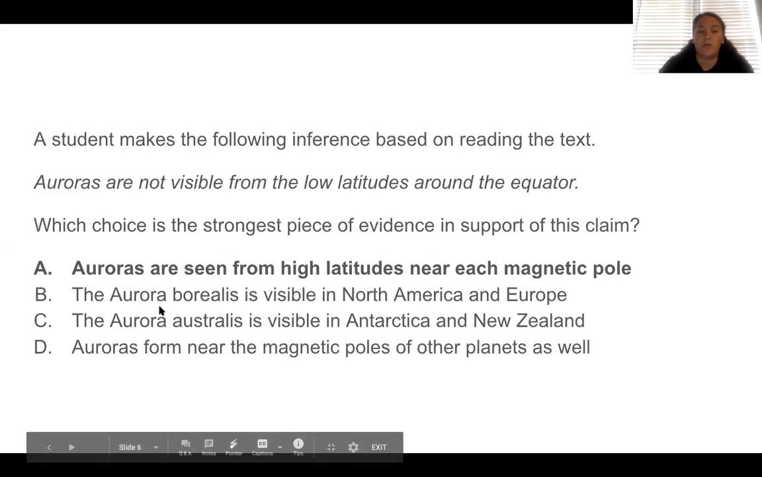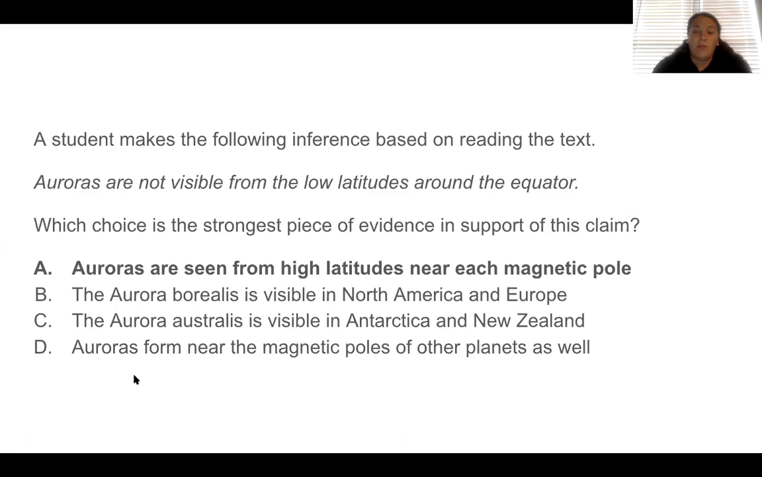So let's look at our answer choices. And you can see I've already highlighted the correct answer. A, auroras are seen from high latitudes near each magnetic pole. B says the aurora borealis is visible in North America and Europe. C, the aurora australis is visible in Antarctica and New Zealand. And D, auroras form near the magnetic poles of other planets as well.